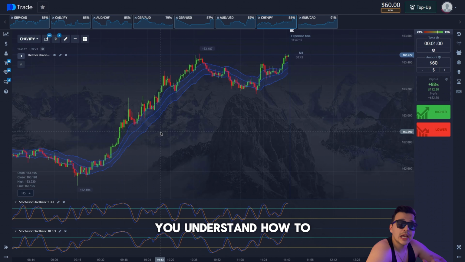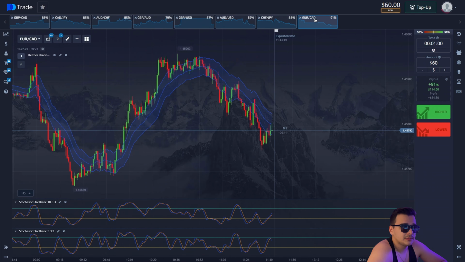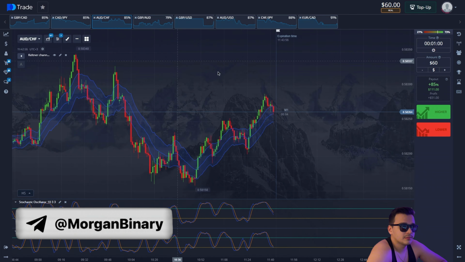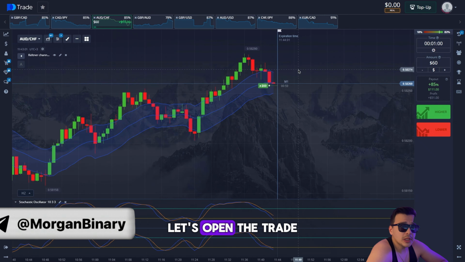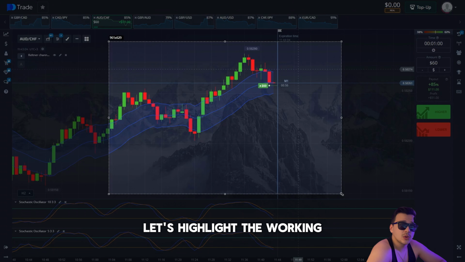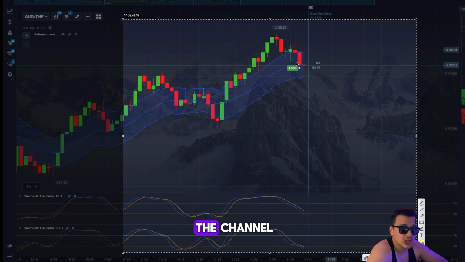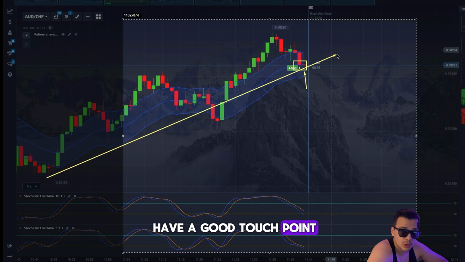As I trade, you will understand how to enter a trade correctly. So, let's get started and pick up the first currency pair. Let's open a trade on the upside. We have a very good entry here. Let's highlight the walking area to explain the trade. In this case, we have a move inside the channel. So, we are looking at a bounce from the middle line of the Keltner channel. Then, in general, we have a good touch point. We have a pretty good entry here.